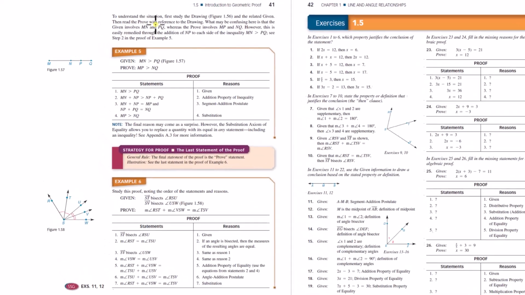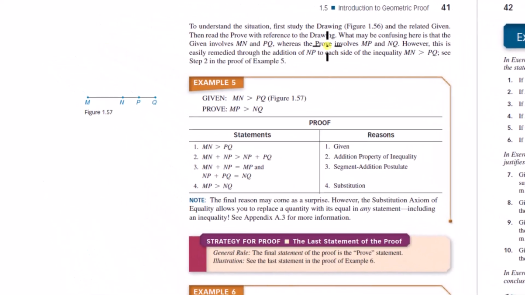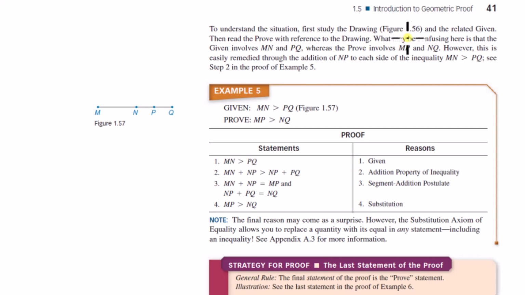To understand the situation, first study the drawing, figure 1.56, and the related given. Then read the proof with reference to the drawing. What may be confusing here is that the given involves MN and PQ, whereas the proof involves MP and NQ. However, this is easily remedied through the addition of NP to each side of the inequality.